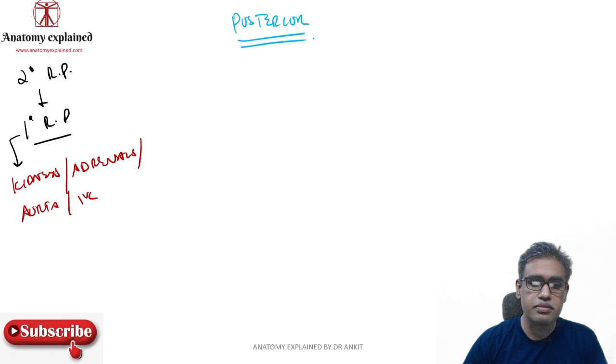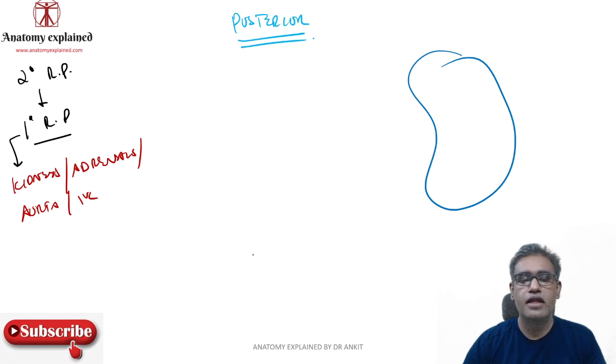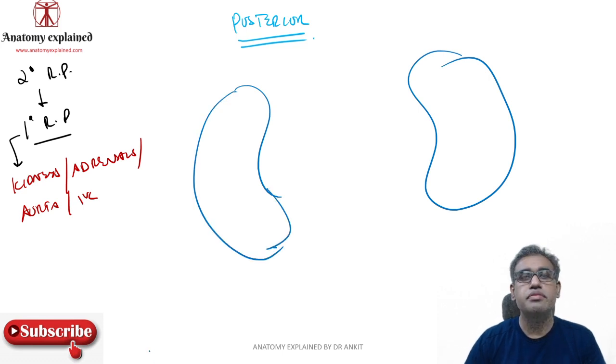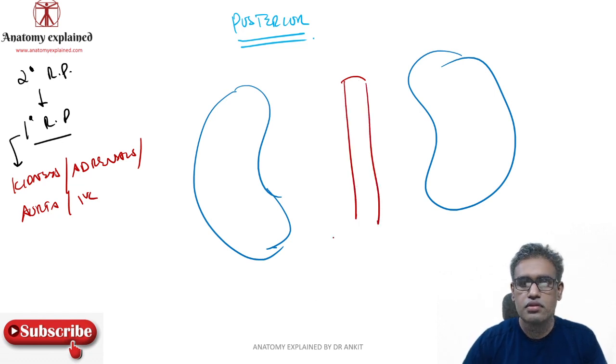So let us try to make them. Supposedly, if we try to make the left kidney over here, okay, here will be the left kidney, and somewhat lower down, you have your right kidney. Okay, these are primary retroperitoneal organs. Now if we draw the aorta, it will actually start somewhere around the T12 level, and then it will go down like this. Clear?